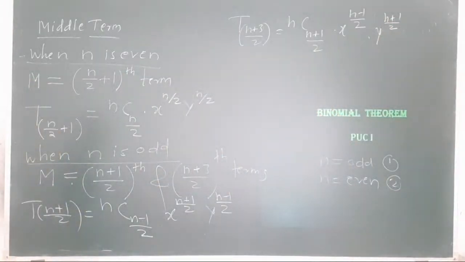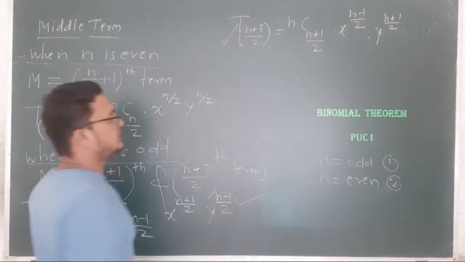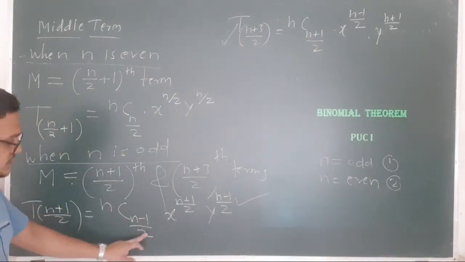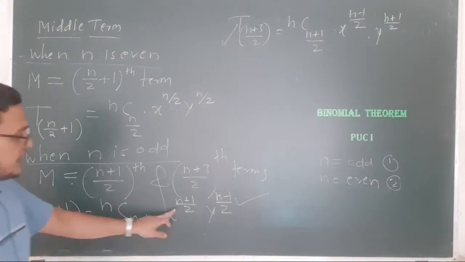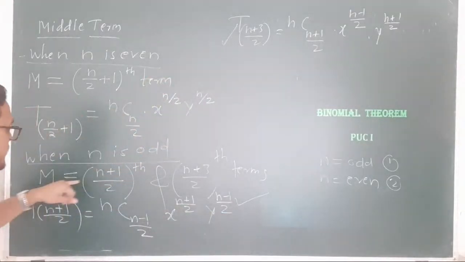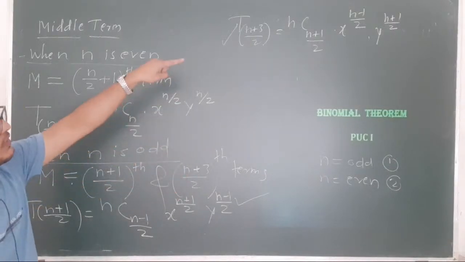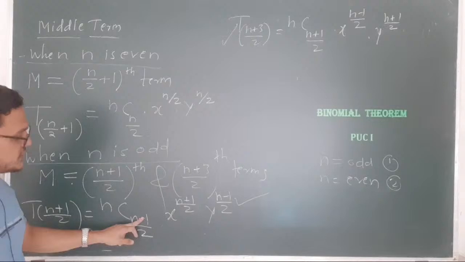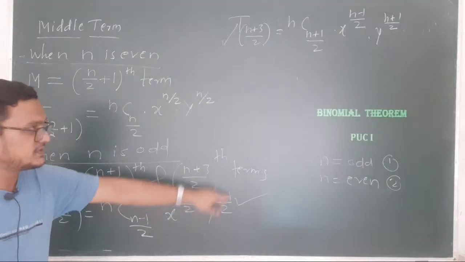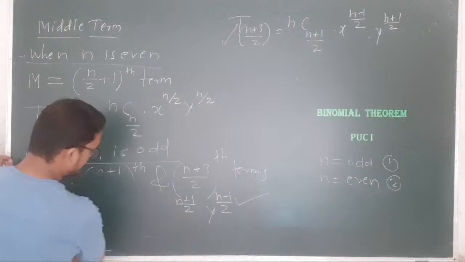Okay. See the difference between this middle term and this middle term. When you are finding the first middle term, it is nC n minus 1 by 2 x to the power n plus 1 by 2 y to the power n minus 1 by 2. But when you are finding the second middle term, it is what? nC n plus 1 by 2. Here it was minus, there it is plus. Here it is plus, there it is minus. Here it is minus, there it is plus. See, there is a difference of sign. Okay. So note this result here.